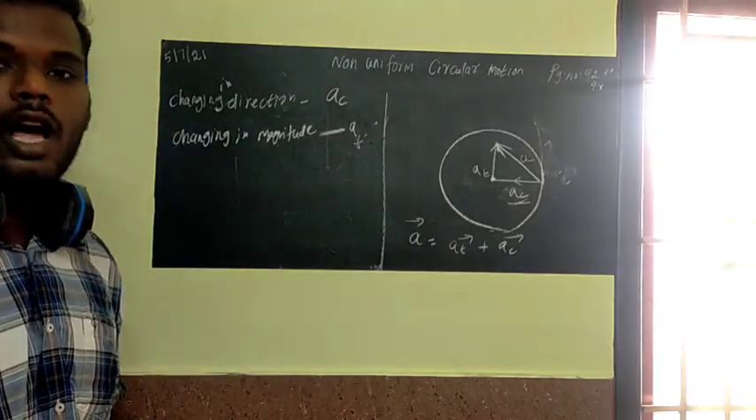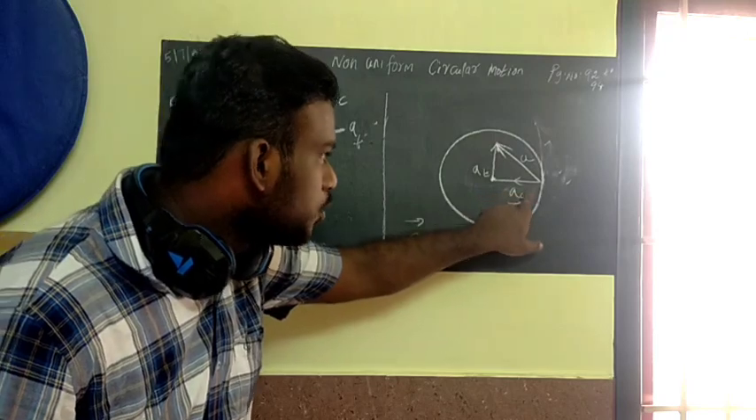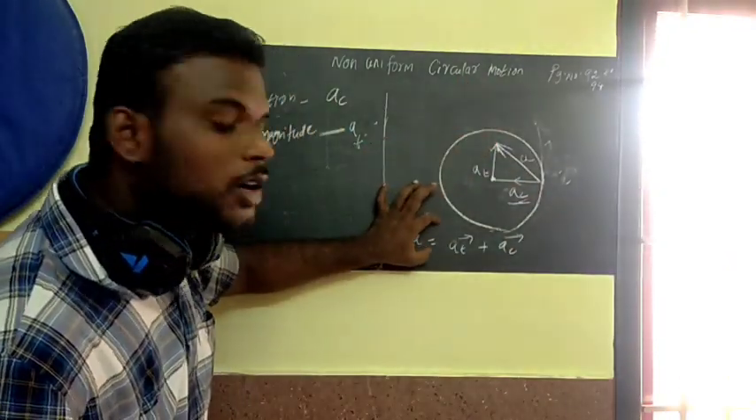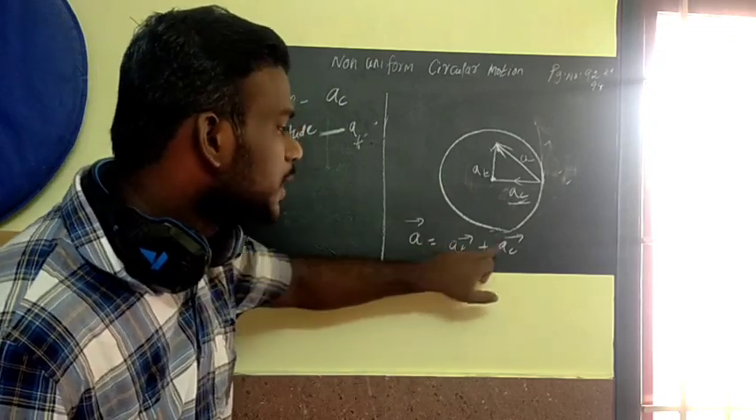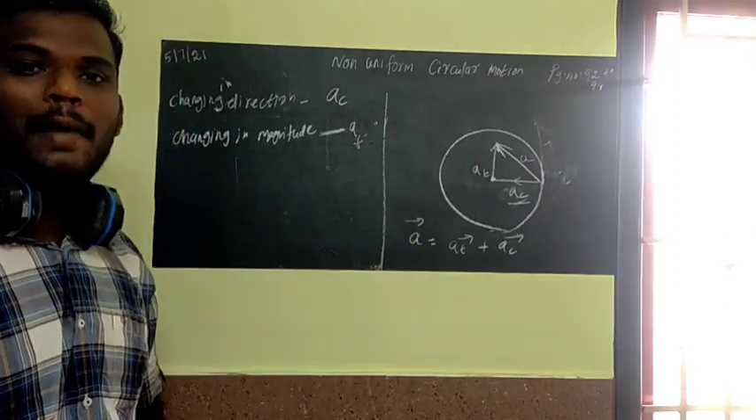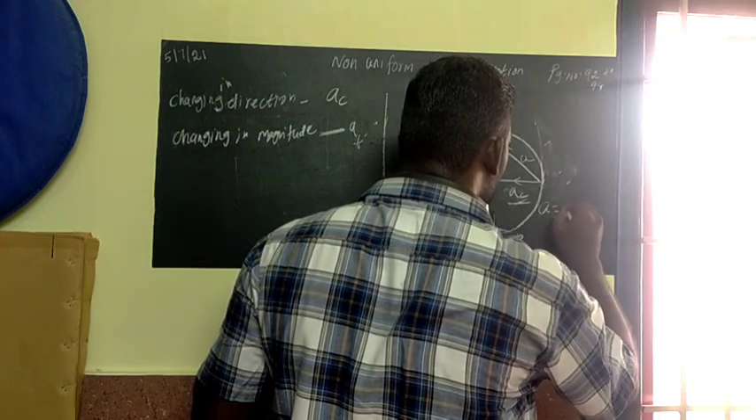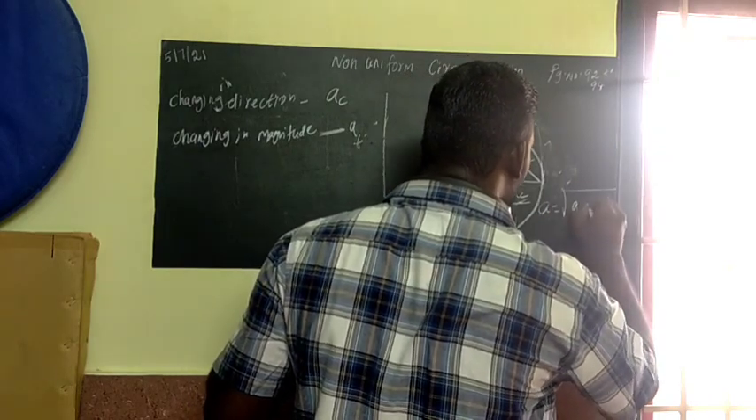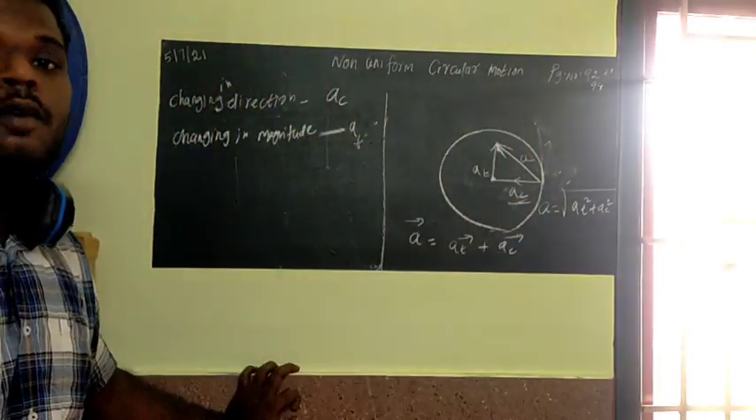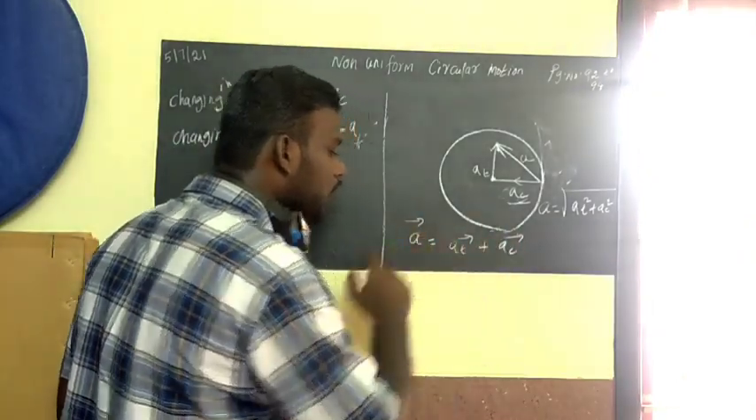According to the triangular law of addition, two vectors moving in one direction give one resultant vector. So the resultant is equal to the tangential acceleration plus the centripetal acceleration. From this, the magnitude of the resultant vector, as we studied, the total acceleration will be equal to the square root of AT square plus AC square. So this will be the magnitude. Please understand this. This is the formula in vector notation, where we are getting the vector sum.